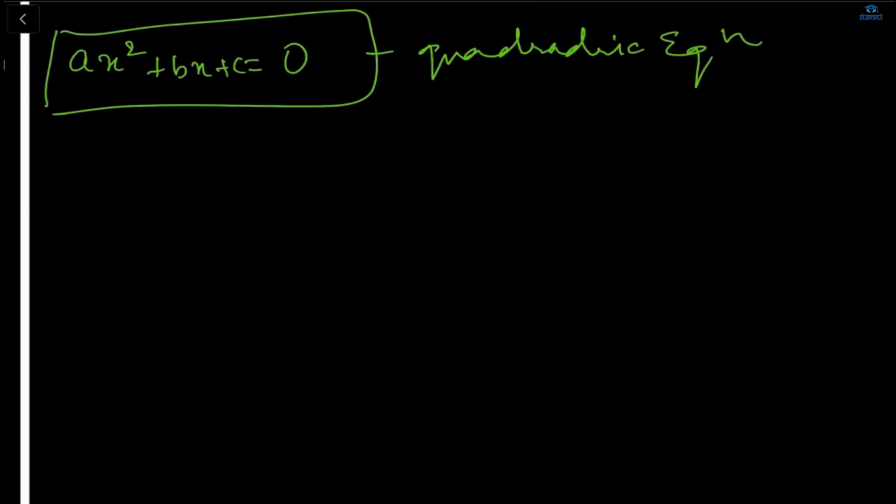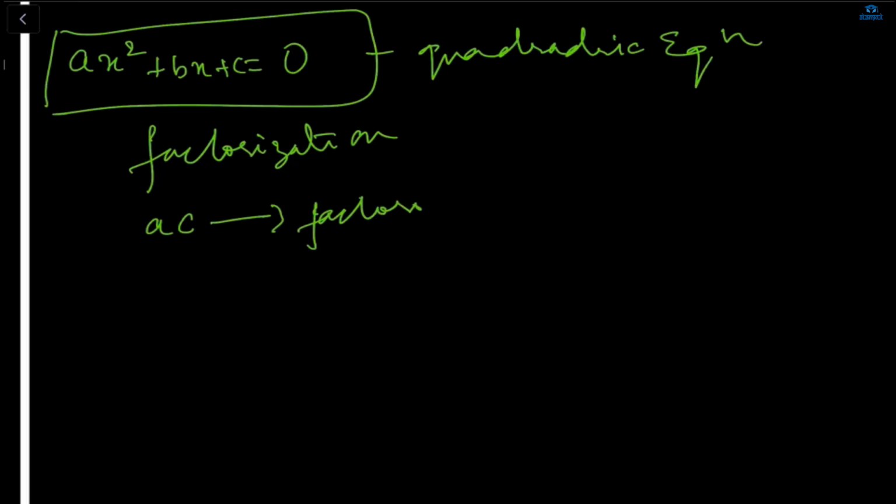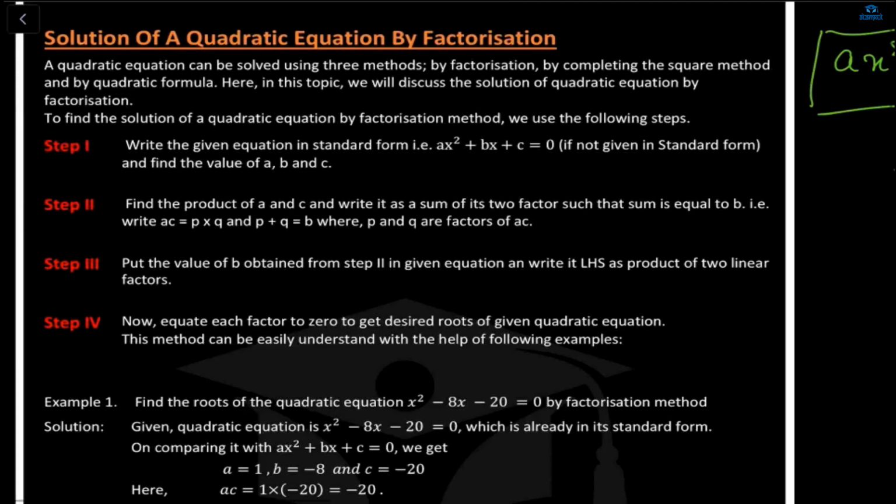So how do we do the factorization? We first find a multiplied by c, whatever it is, then we find the factors of a multiplied by c, and then we split the middle term. Understood? So let's see one of the questions, and then we will do it.